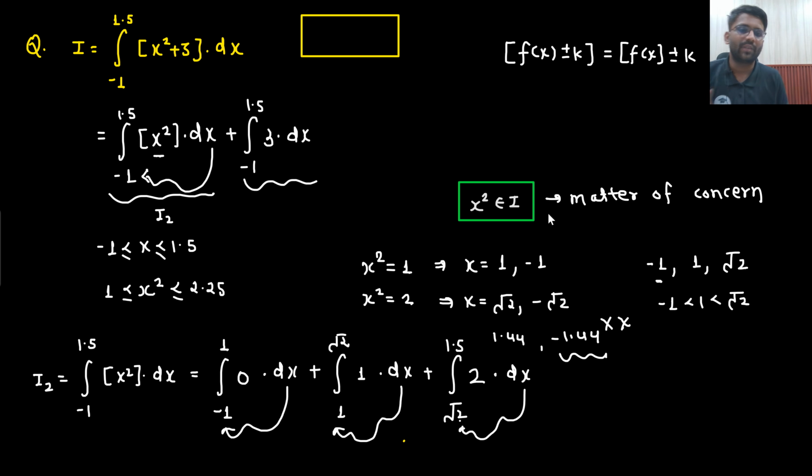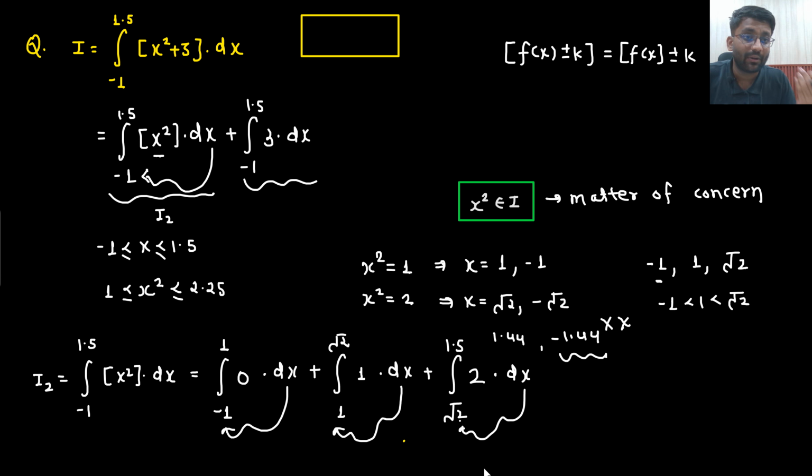What is the matter of concern? Matter of concern, x square being integer. Then I went to x. X is saying that I am going from -1 to 1.5. X square will go from 1 to 2.25. So x square going from 1 to 2.25, that means x square can either become 1 or it can become 2 when it comes to integer.